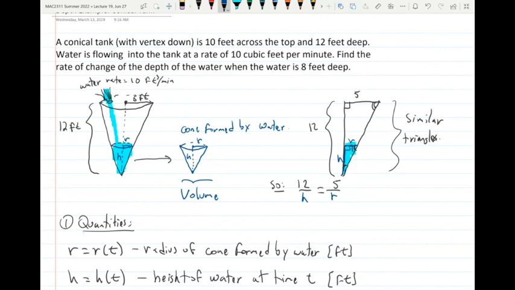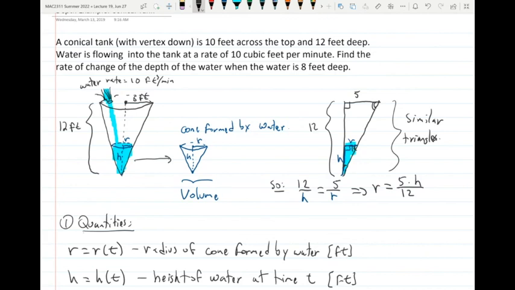Do you understand this? So what's r equal to from here? 5h over 12. So that's going to be 5 times h over 12. Do you understand how to solve proportions? Just cross multiply and then you solve for what you need. Okay? So this means that 12 times r equals 5 times h. Then divide by 12.